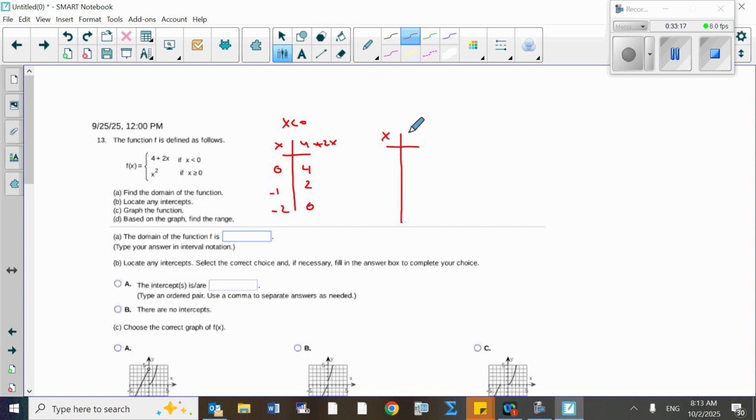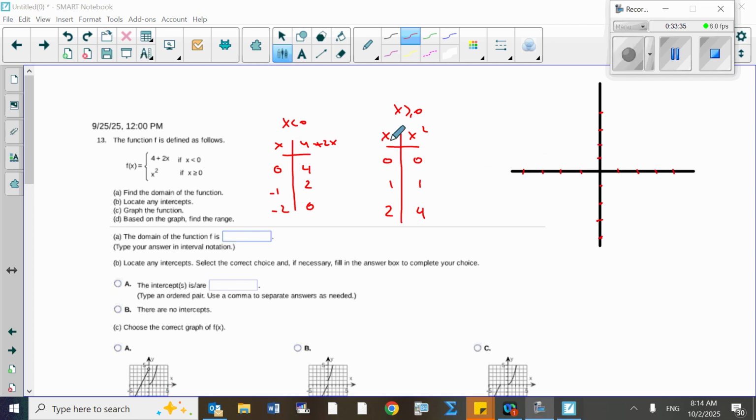x squared. When x is greater than or equal to 0, you're going to choose 0, 1, and 2. The y values are 0, 1, and 4. Okay, so I can graph my function. Let's start. When x is 0, y is 4. So 0 and 4. This is the first point. Negative 1 is 2, and negative 2 is 0.